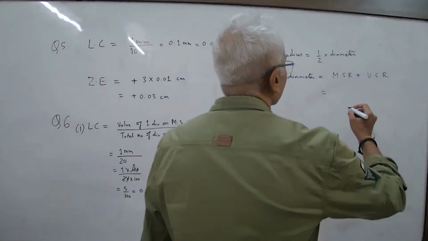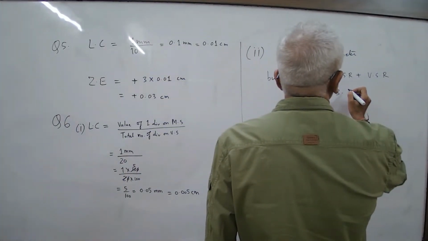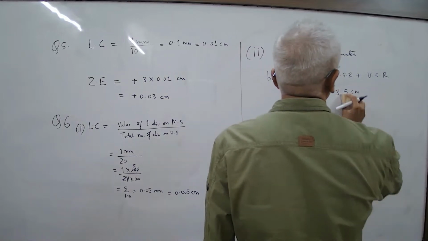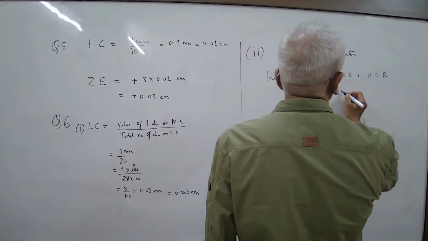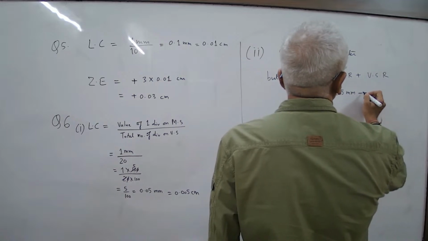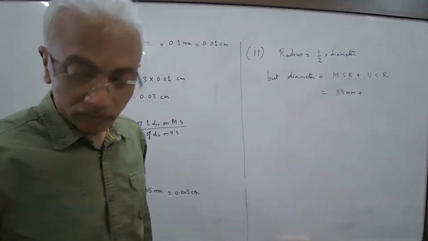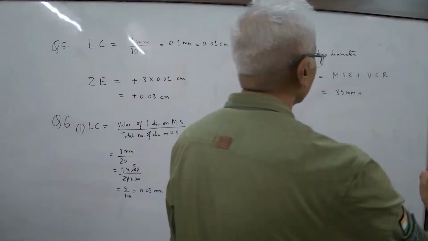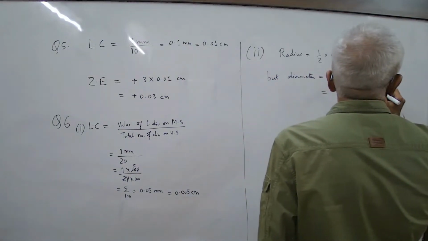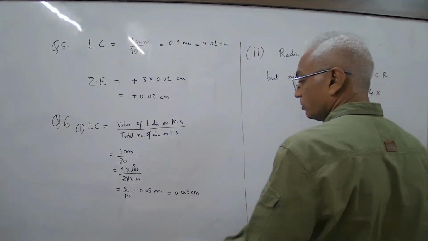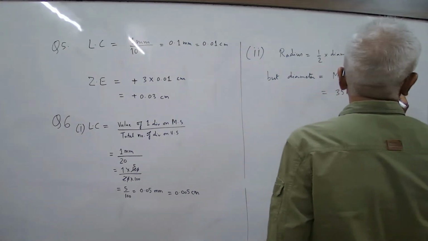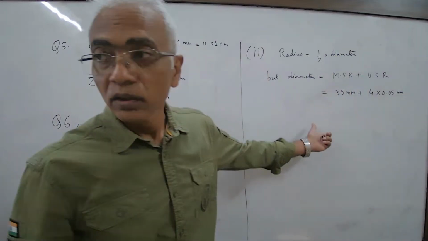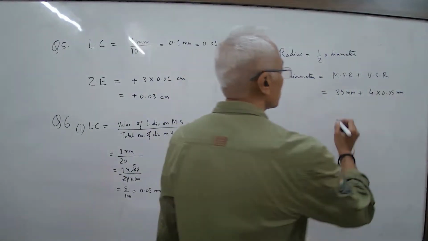So this is 3.5 centimeter, or you can write 35 millimeter. Plus, what is vernier scale reading? Which is the coinciding division? So fourth into least count. What is the least count in millimeter? 0.05. Correct? So everything in millimeter. So how much is this?